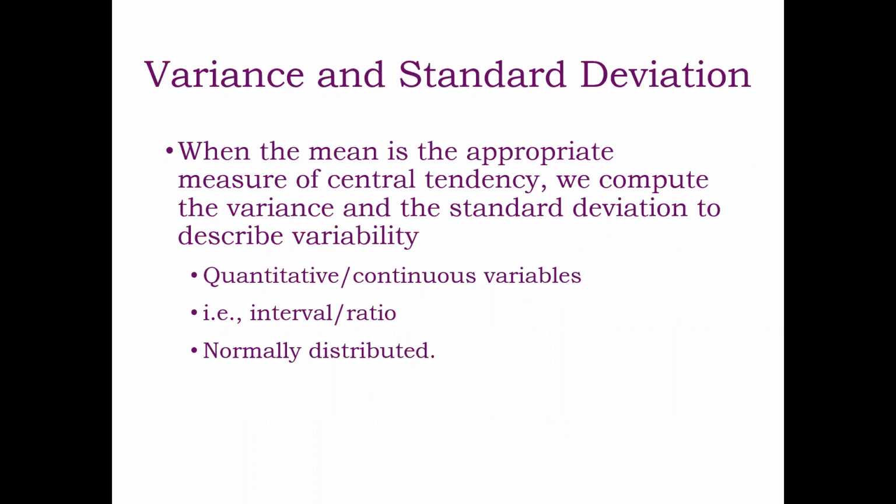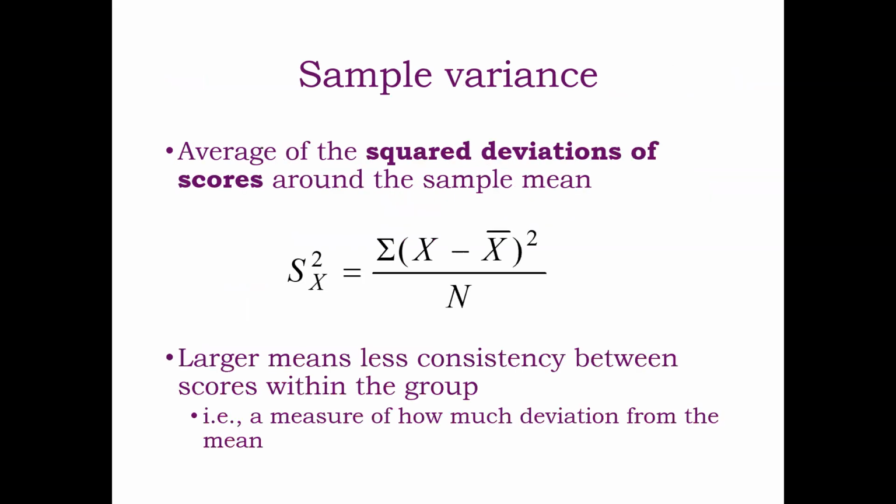When the mean is the appropriate measure of central tendency, that is, with a normal distribution, we can compute the variance and the standard deviation to describe its variability. So this is only for quantitative or continuous variables, that means interval ratio, or scale in SPSS, that are normally distributed or fairly normally distributed. So the sample variance is just the average of the squared deviation of scores around the sample mean, okay?